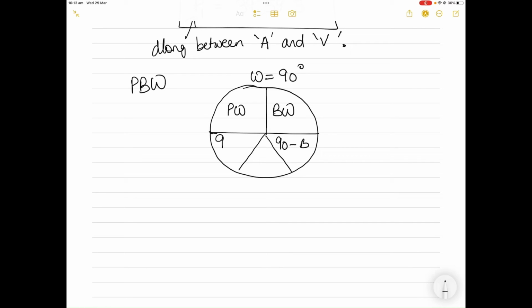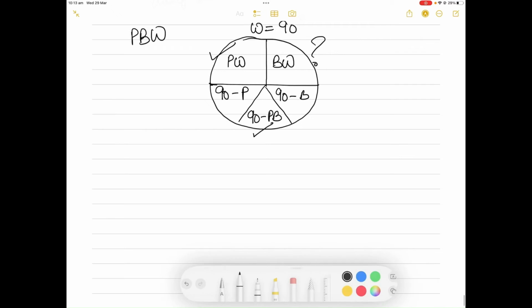The angle opposite PW is 90 minus B, the angle opposite BW is 90 minus P, and then the remaining side is 90 minus PB. Now what are the things I know? 90 minus PB, and I know PW as well. The first thing I want to find out is the distance BW. So using the two that I know, I will find out the one that I don't know.